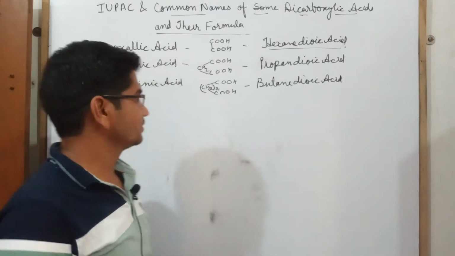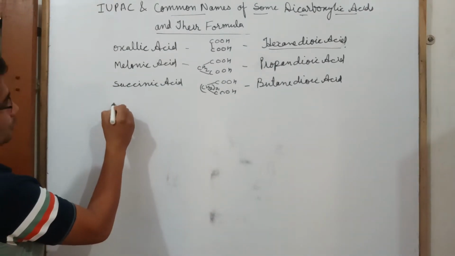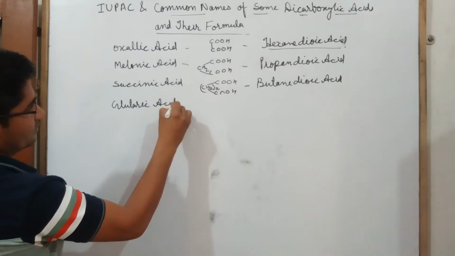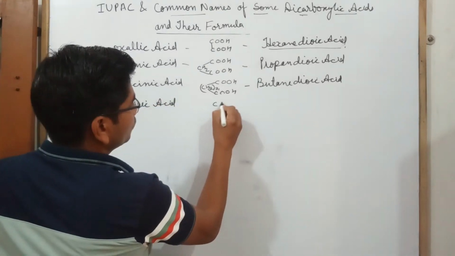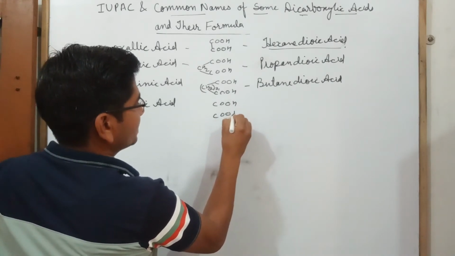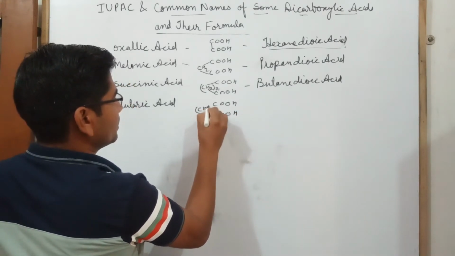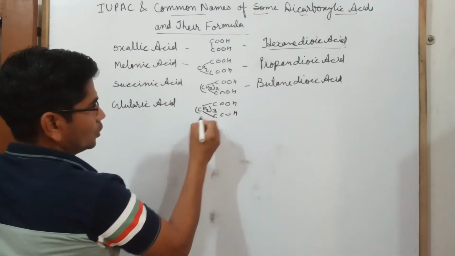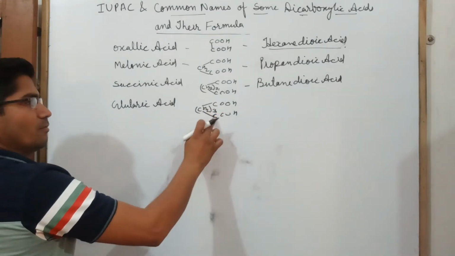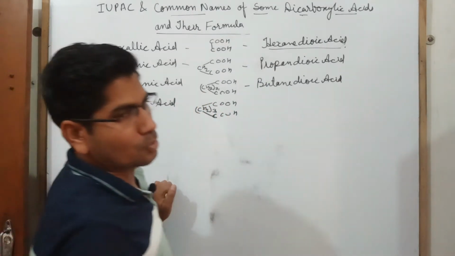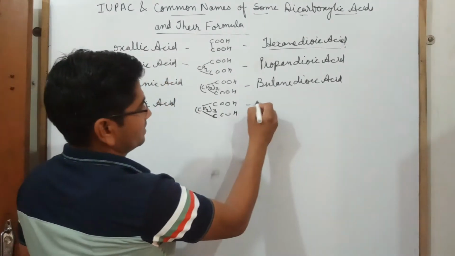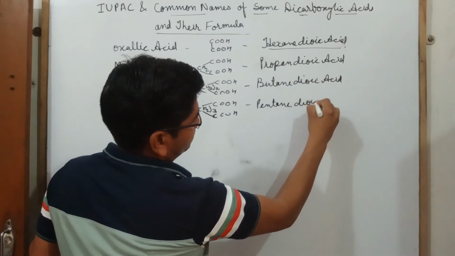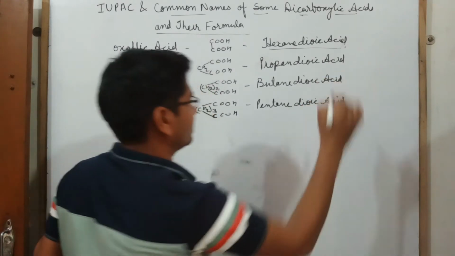Okay, so next one is glutaric acid. Obviously 2 COOH will be there, and the difference will be in the number of CH2. So the number of CH2 in glutaric acid will be 3. Total number of carbons will be 3, 4 and 5, 5 carbons. So the IUPAC name will be pentane dioic acid.